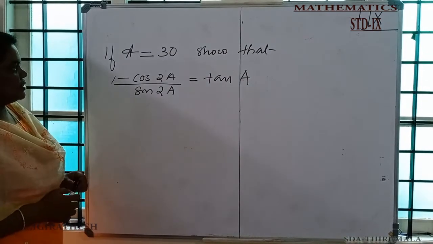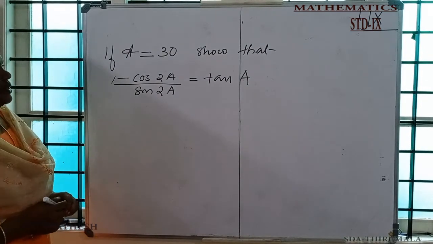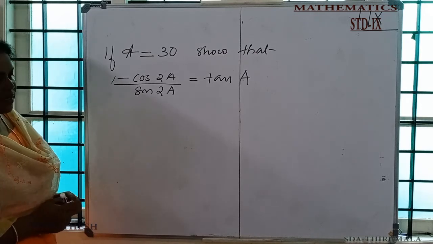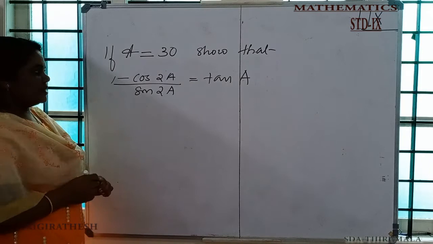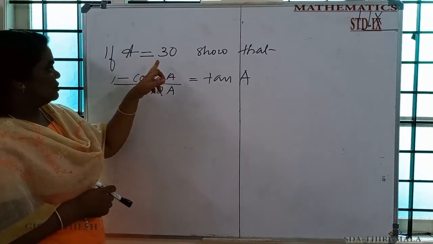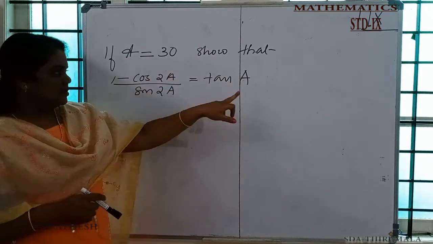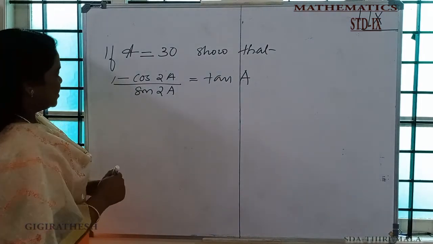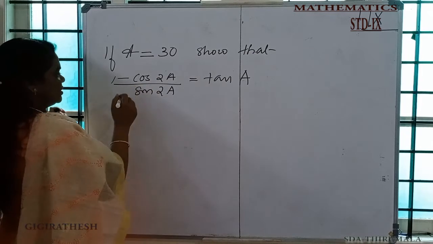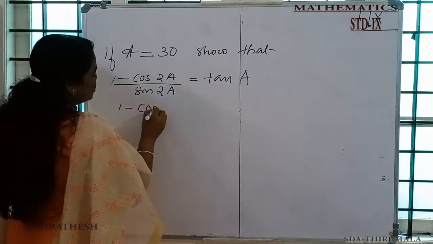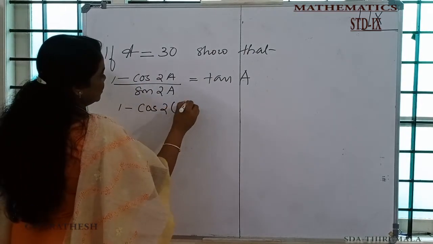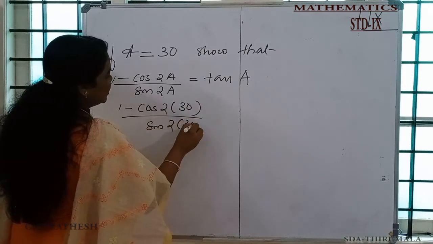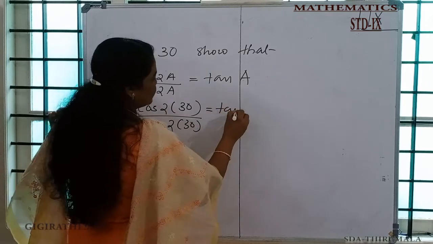Here is the question, from the second exercise: if A is equal to 30, show that 1 minus cos 2A by sin 2A is equal to tan A. Put here A is equal to 30. We want to prove that LHS is equal to RHS. Putting the value of A is equal to 30, that is 1 minus cos 2 into 30 divided by sin 2 into 30 is equal to tan 30.